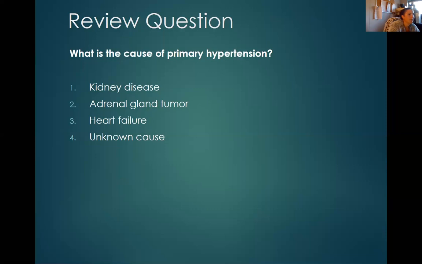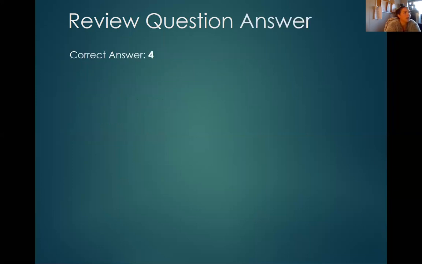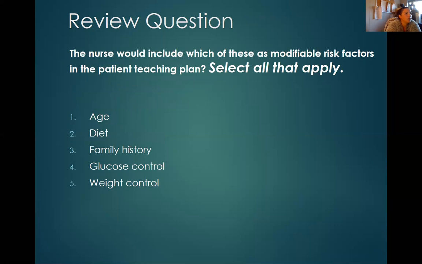So we'll go through these real quick, review questions. Cause of primary hypertension. Nobody knows, right? We don't have an understanding of that. The nurse would include which of the following as modifiable risk factors. So when we think about this, what is modifiable? Modifiable is something we can change.